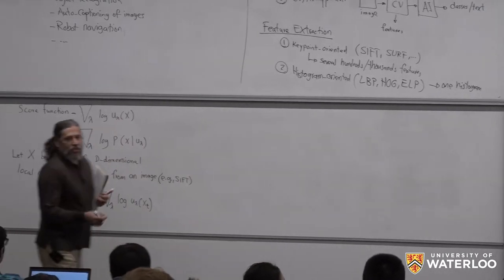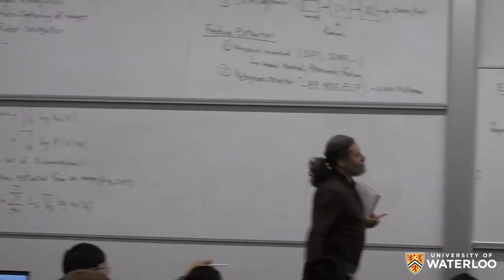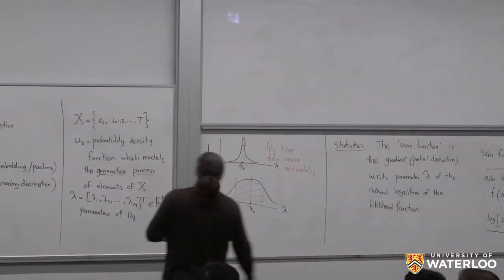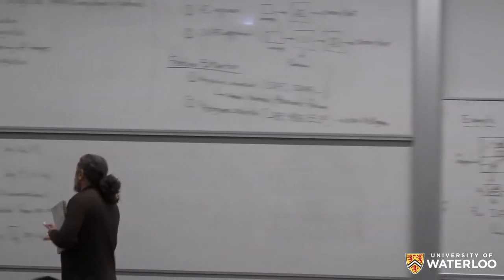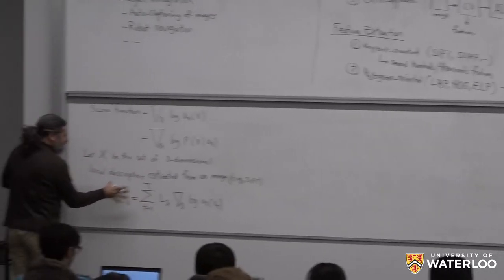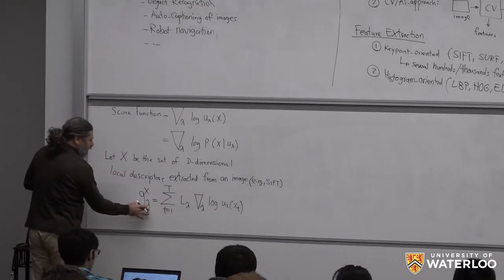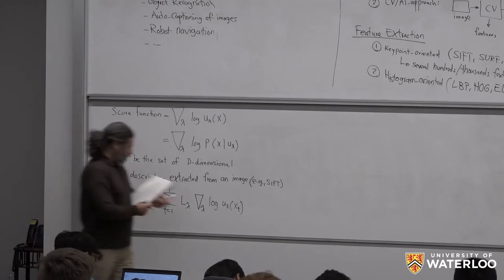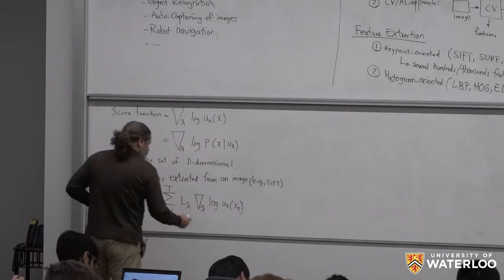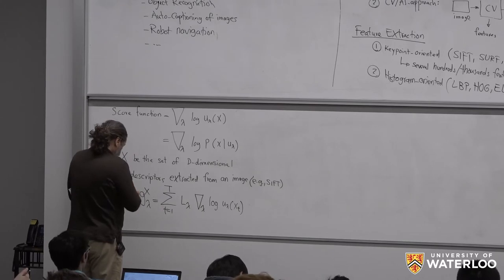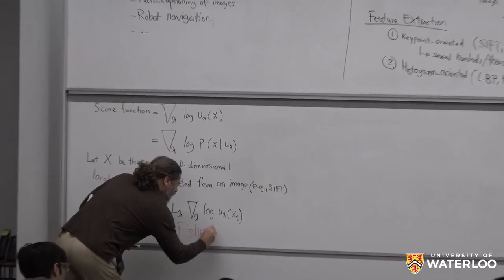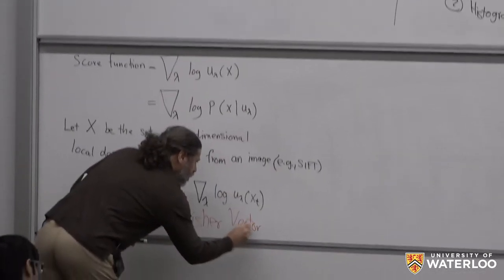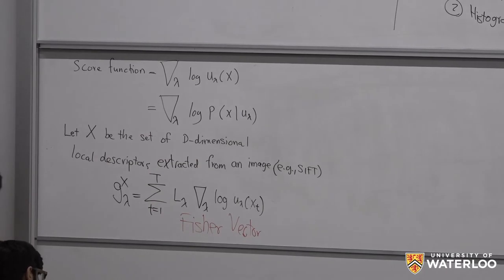So let me finish it. Does that say i.i.d.? Independent and identically distributed, yes. So now we are introducing something new. That's a function that has a parameter lambda and is operating on x. We still have not named it anything because that's our Fisher vector. Whatever it does, we call it Fisher vector. So that's our Fisher vector.